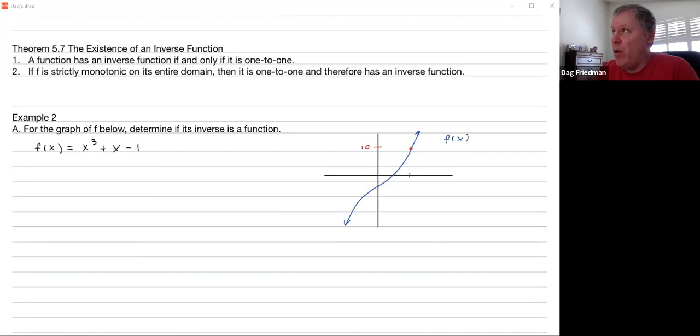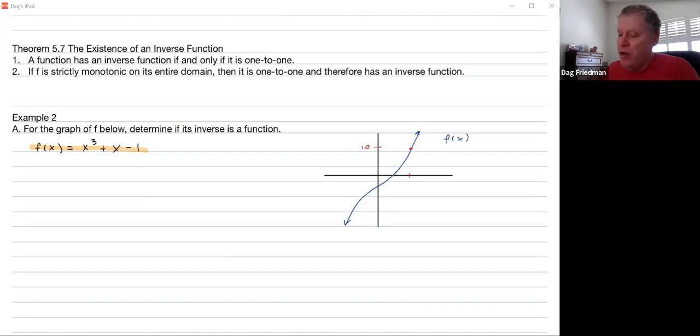So the advantage of knowing if a function's monotonic is that if a function's monotonic, it will be one-to-one. Every monotonic function is 1-to-1, so it takes care of it. Now, if I ask you, is this function's inverse a function? Then what we really want to know is, is it one-to-one? In other words, is it monotonic?